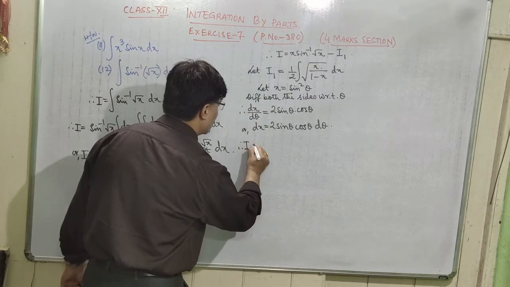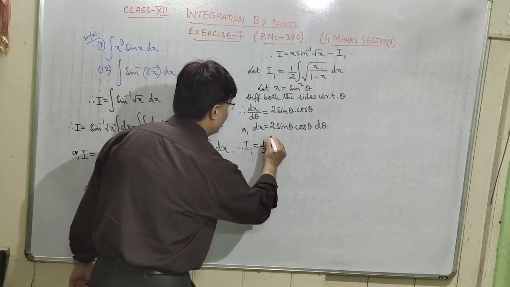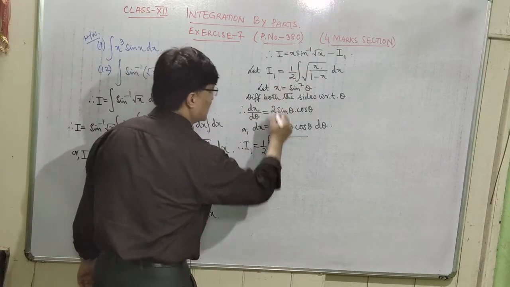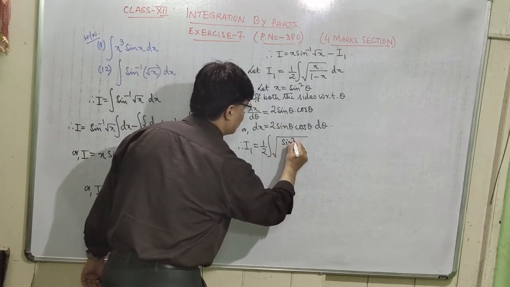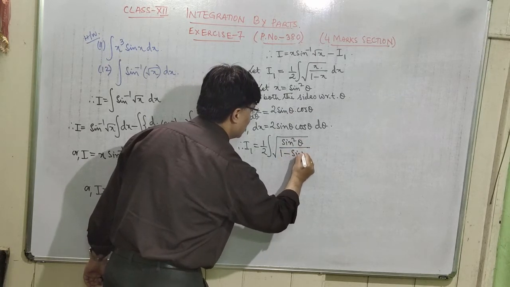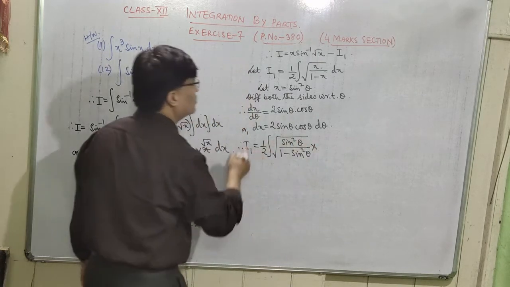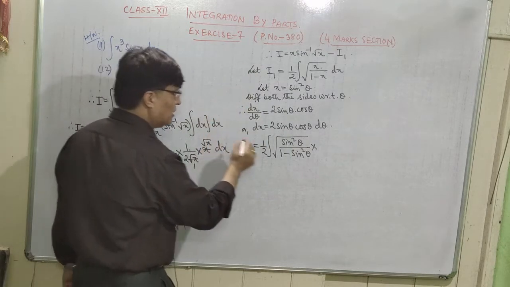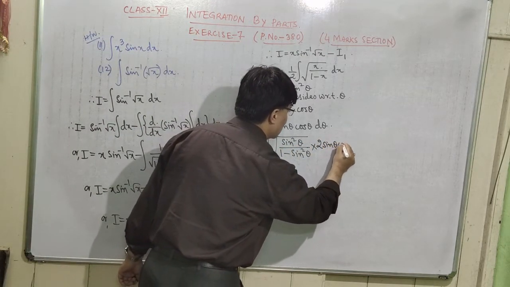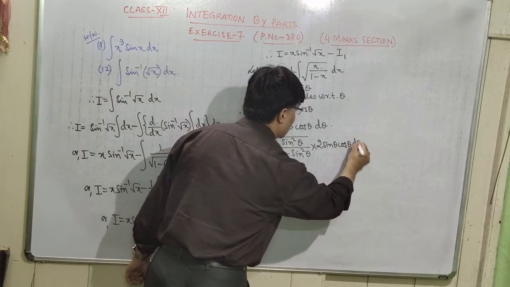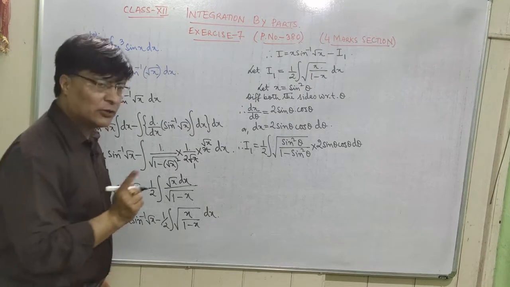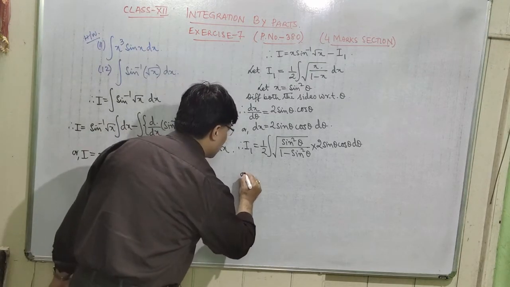Therefore I1 is equal to half integration of within square root. What is x? It is sine square theta, divided by 1 minus, what is x again? It is sine square theta, into, what is the value for dx? It is 2 sine theta cos theta d theta. So is that understood now? So let us simplify it further.